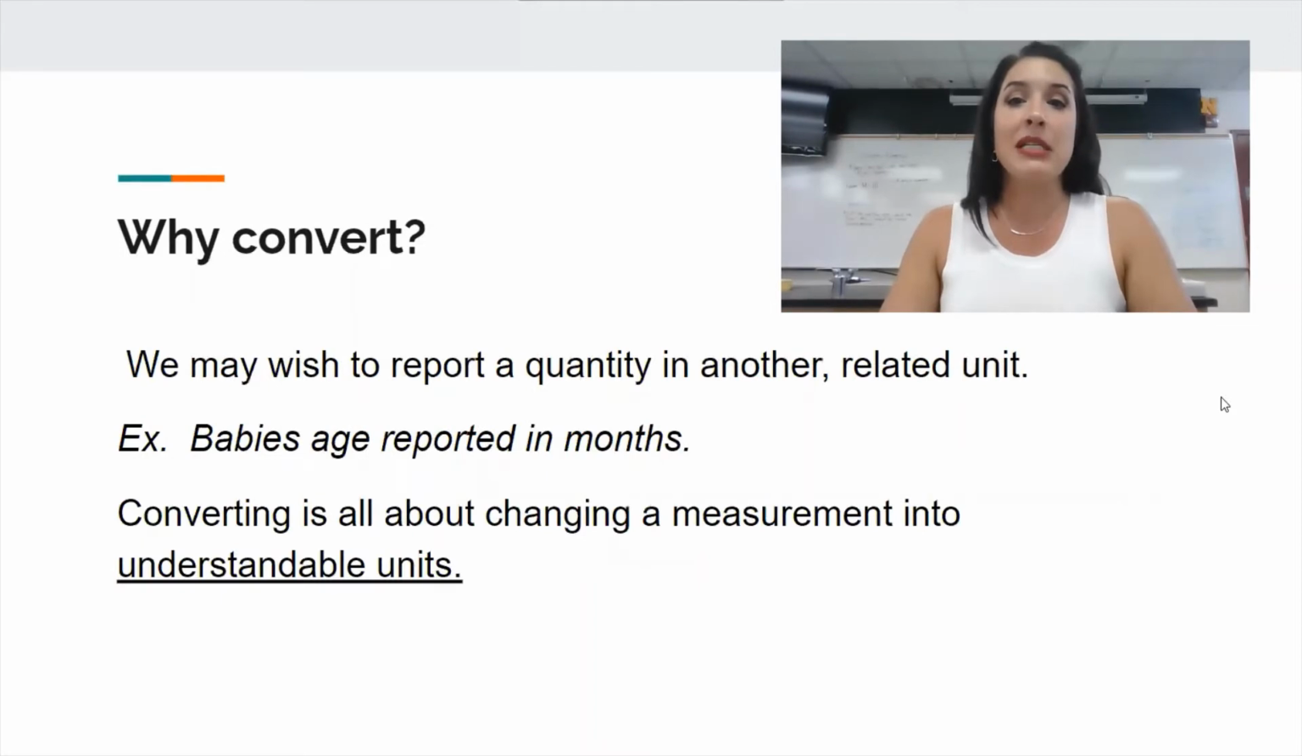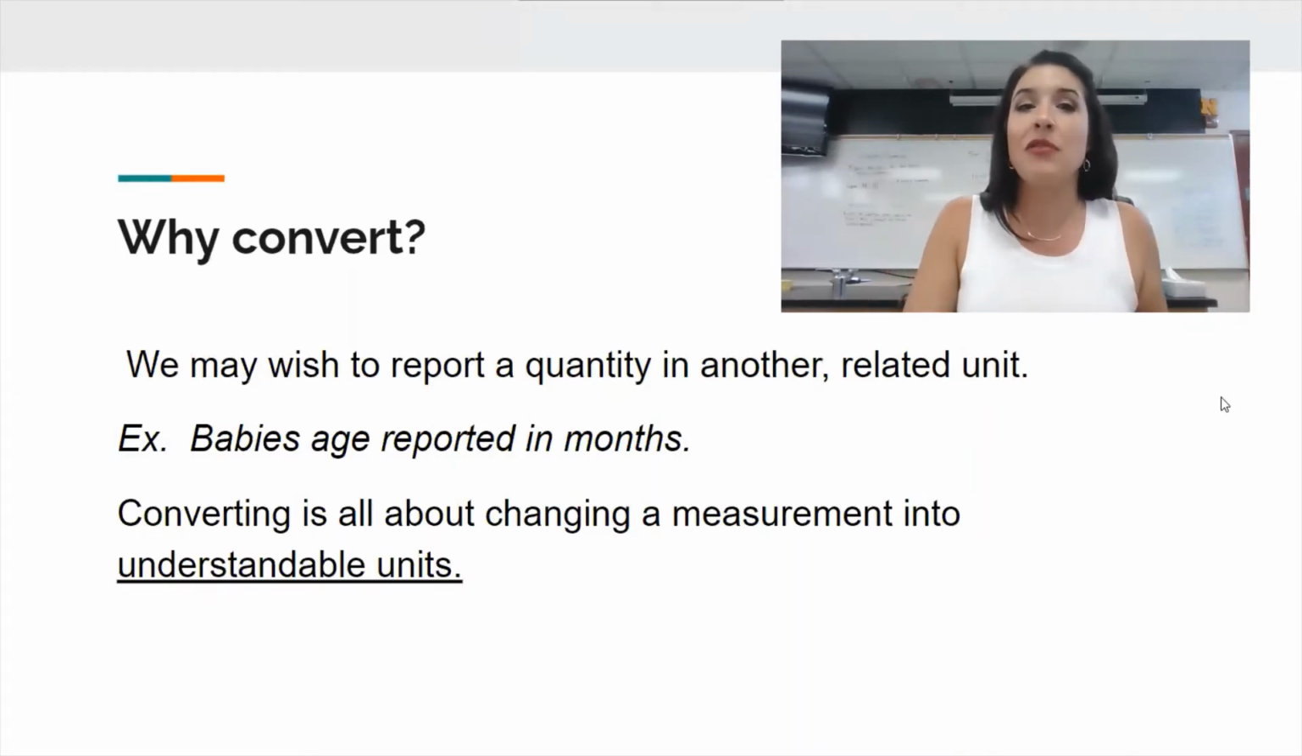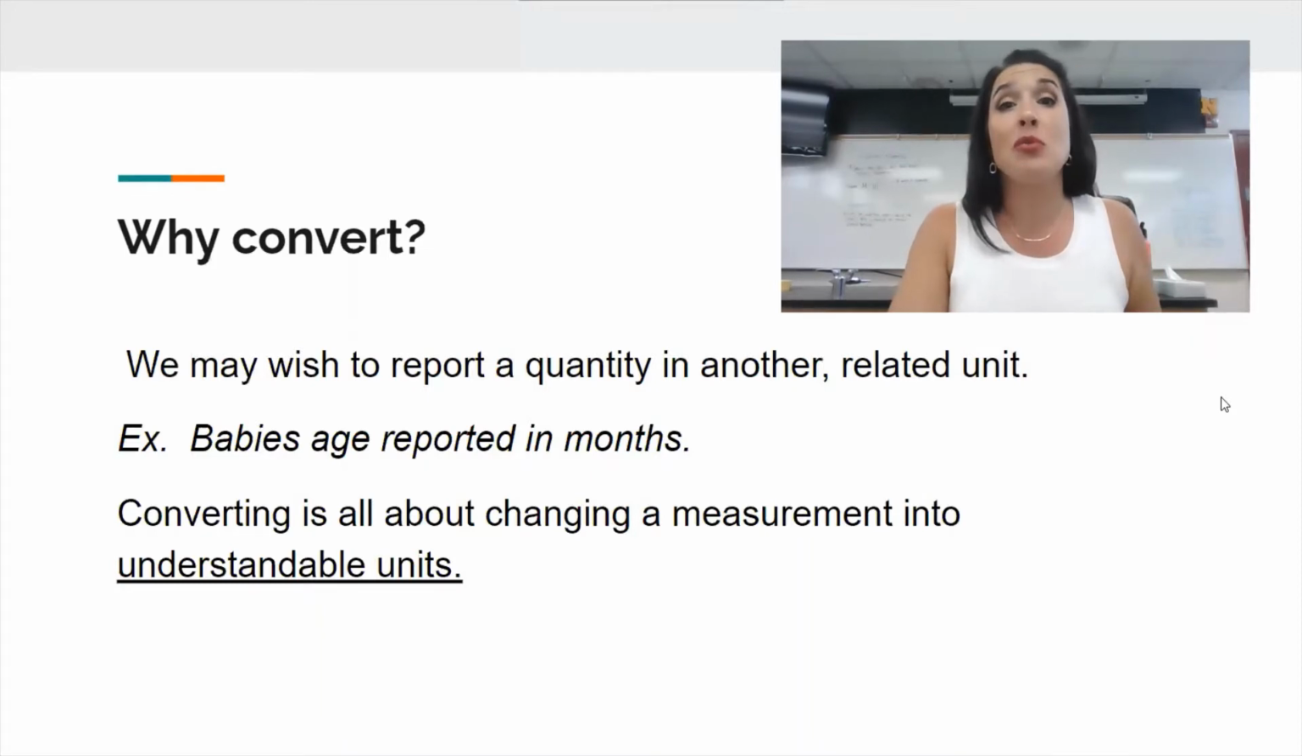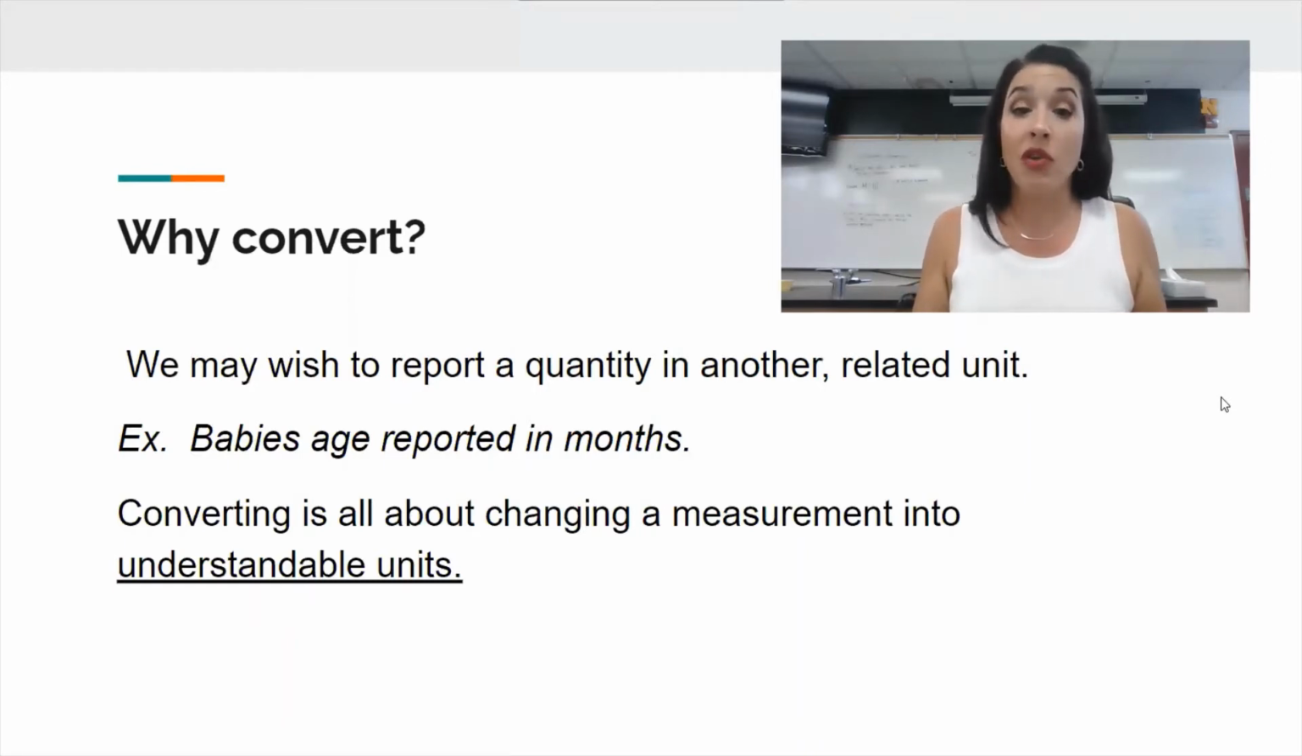Another example is sometimes using a smaller unit gives a little bit more information to the listener. When I was a young parent and I had a child who was 24 months, that's 2, that's developmentally very different from a child who is 36 months or almost 3. So talking to another parent, I can communicate more information if I break it down into months. So the skill that we're going to use, converting, is all about changing a measurement into an understandable unit.